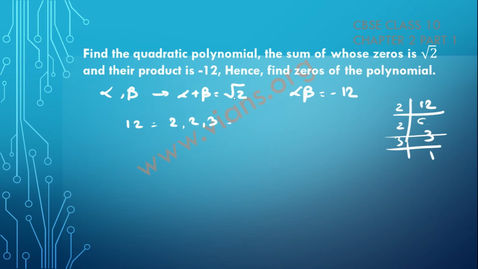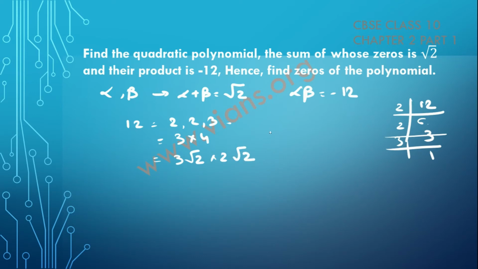So the factors of 12 are 2, 2, 3. We need something that gives root 2. So the sum has to be root 2. Now, how could we write this such that the sum is root 2? We know that 12 is nothing but 3 into 4. Or this could be also written as 3 root 2 into 2 root 2. I could split the root 2 amongst both of them.